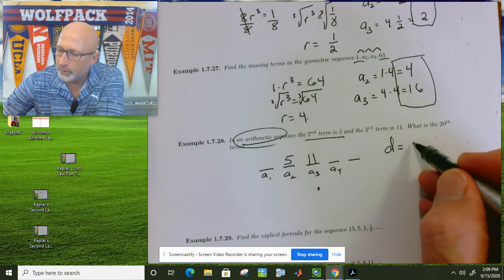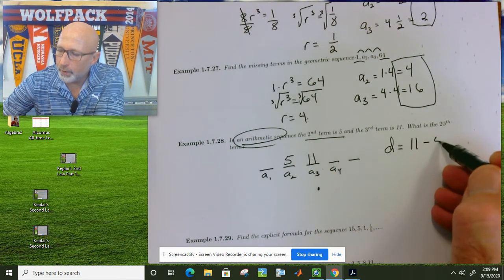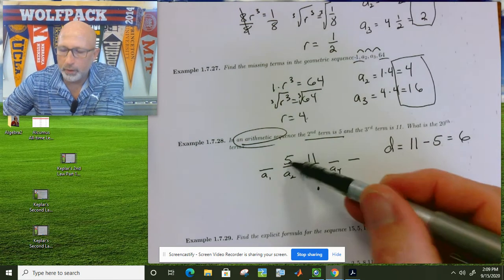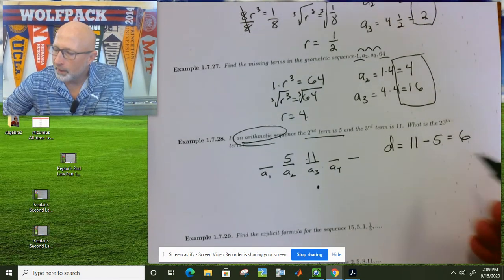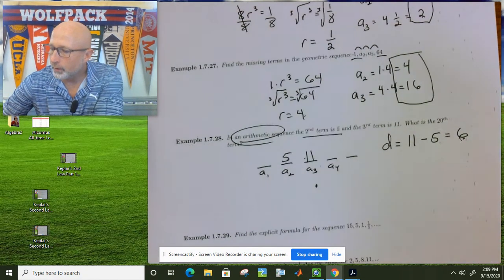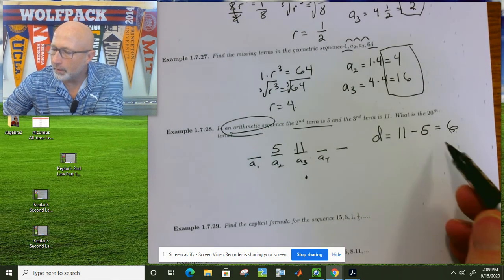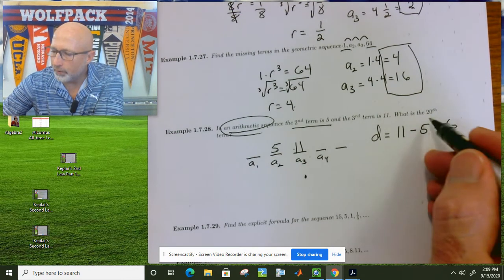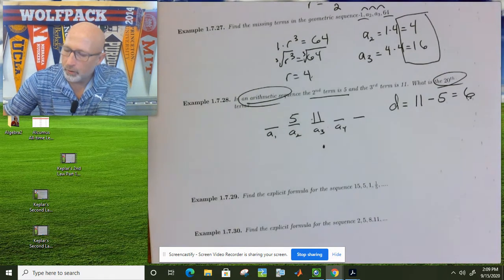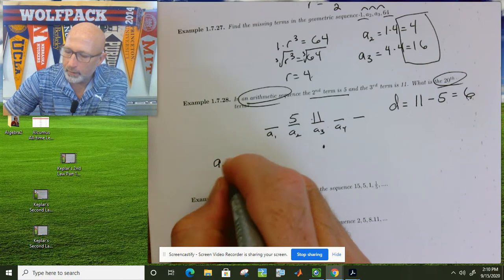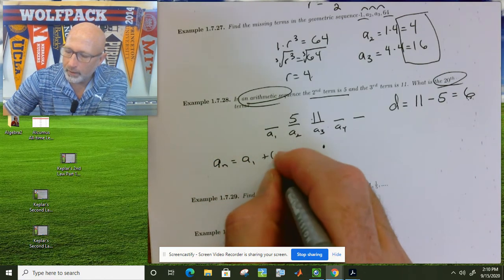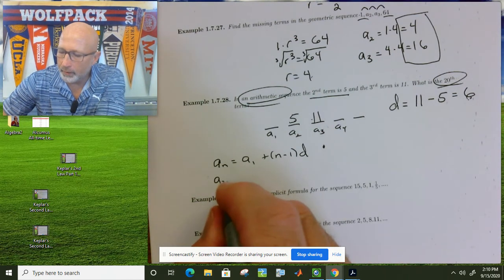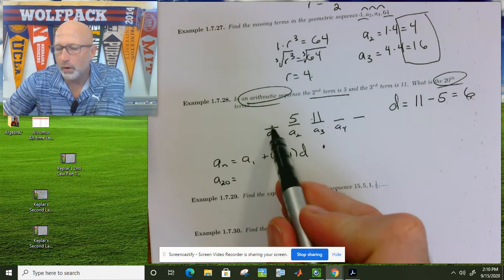You know the common difference can be found by taking any term in that sequence and subtracting the prior one, which gives me 6. If you just look at this, 5 plus what number is 11? Well, it's 6. So the common difference is 6. In order to complete this, I just need to add on or subtract 6. Now, it's asking for the 20th term. The equation for the nth term is a of n equals a of 1 plus n minus 1 times d.